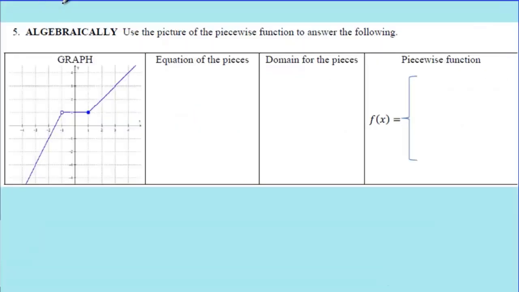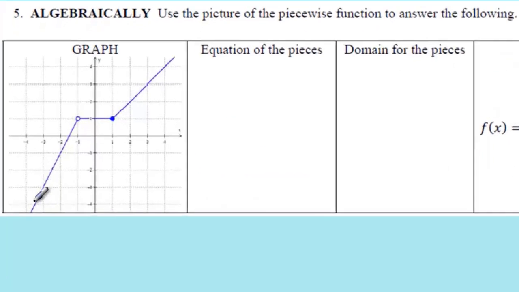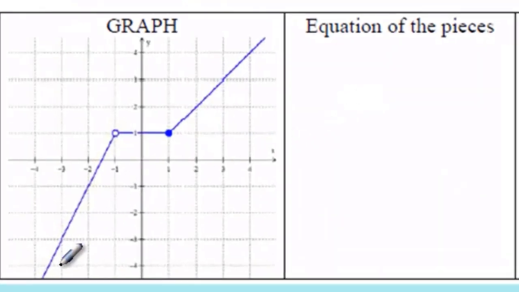How about algebraically? So I gave you the graph this time. Can you give me the pieces? Sure. There are different parts, aren't there? So the first part, let's do the easy part. The middle part is this one, right? That's a constant. So I know the middle part is y equals 1.